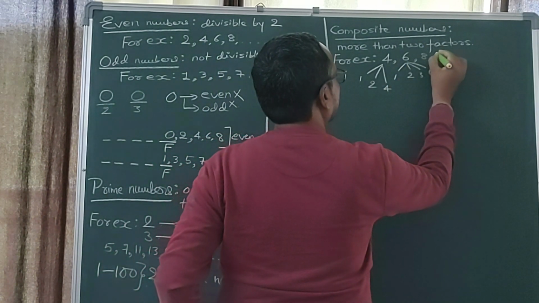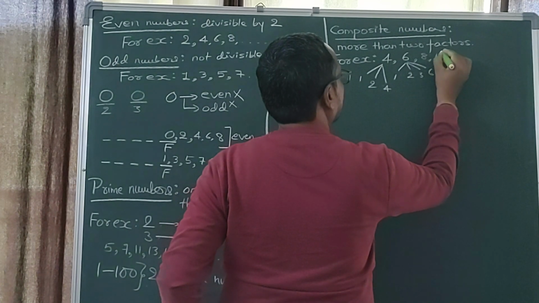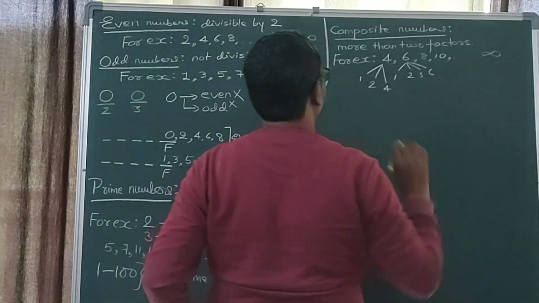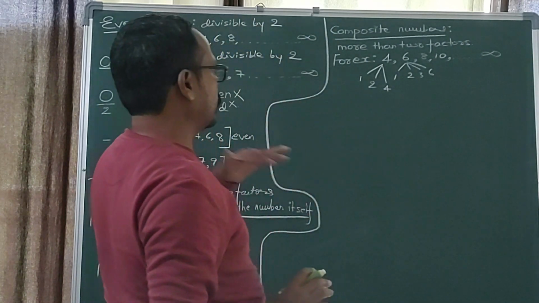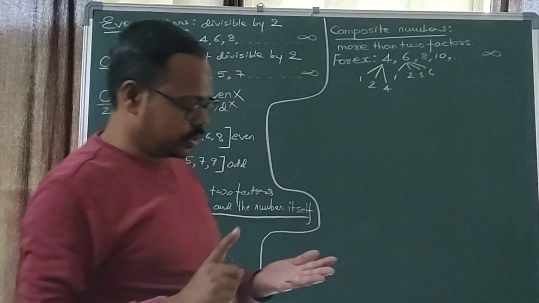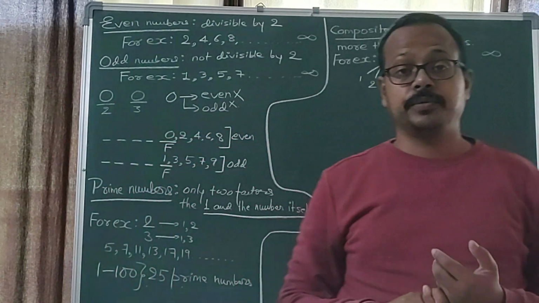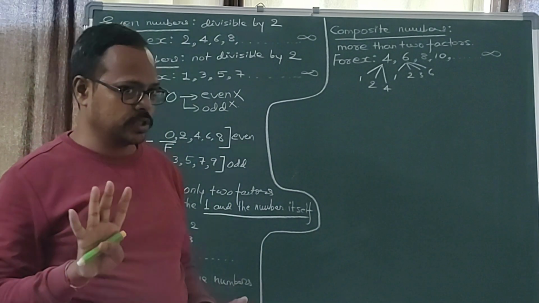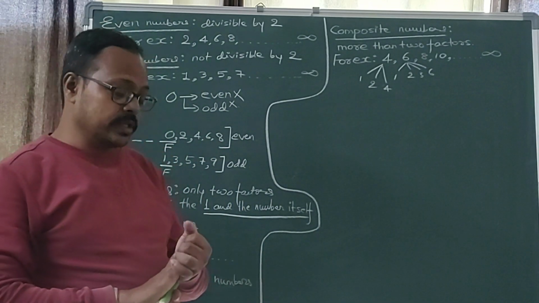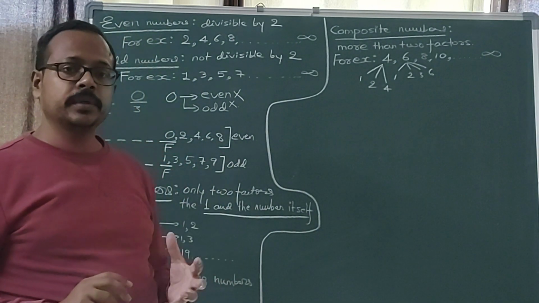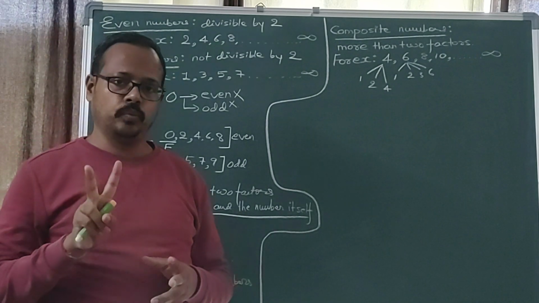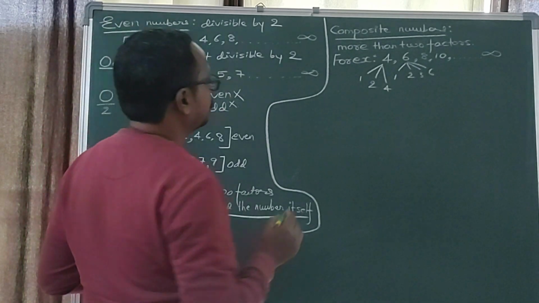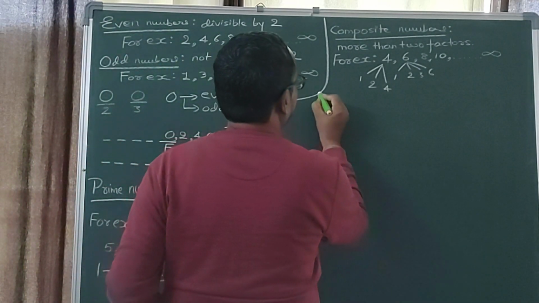4, 6, 8, 10. You will keep on taking it, right? You will go till infinity. So these are composite numbers. So composite numbers are those numbers which have more than 2 factors. The smallest composite number is 4. And what is the smallest prime number? Smallest prime number is 2. Okay. Fine.